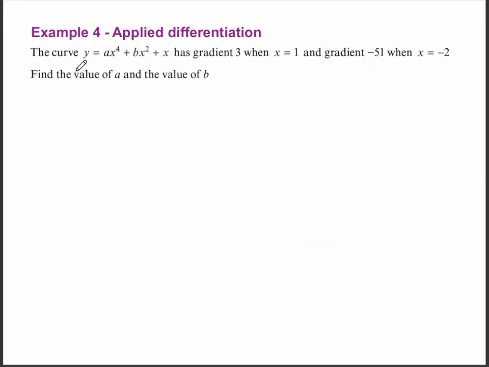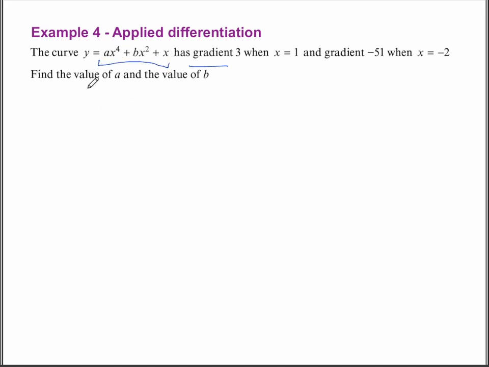The next example: the curve y equals ax to the power 4 plus bx squared plus x has gradient 3 when x equals 1 and gradient negative 51 when x equals negative 2. Find the value of a and the value of b. So for that, firstly we need to find the equation that gives us the gradient, and you get that by differentiating this entire equation.